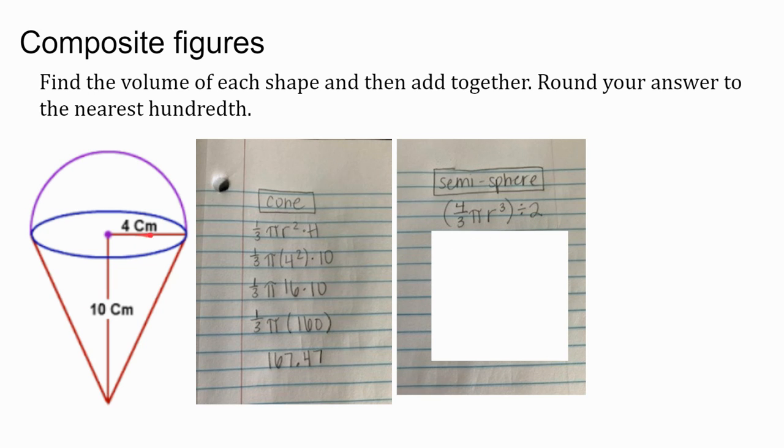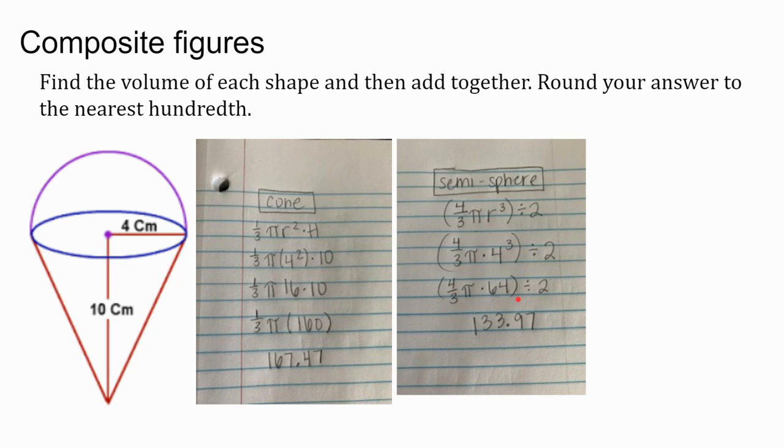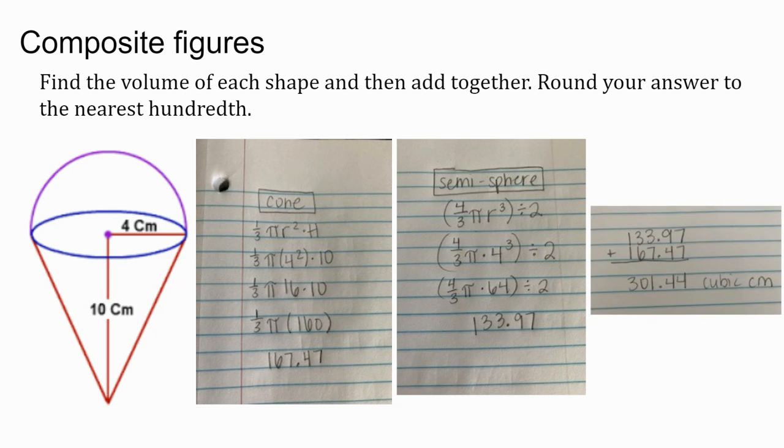Okay, so again, I know my radius is 4, and then I solved my work over here. 4 cubed is 64. I multiplied all of these together and divided by 2 and got to an answer of 133.97. Again, I rounded my answer to the nearest hundredth. And then in order to find that composite volume, I would add those two numbers together, which gave me a total volume of 301.44 cubic centimeters. A lot of friends are not labeling their units, so please make sure you are labeling. Remember, in volume, your units are cubed.